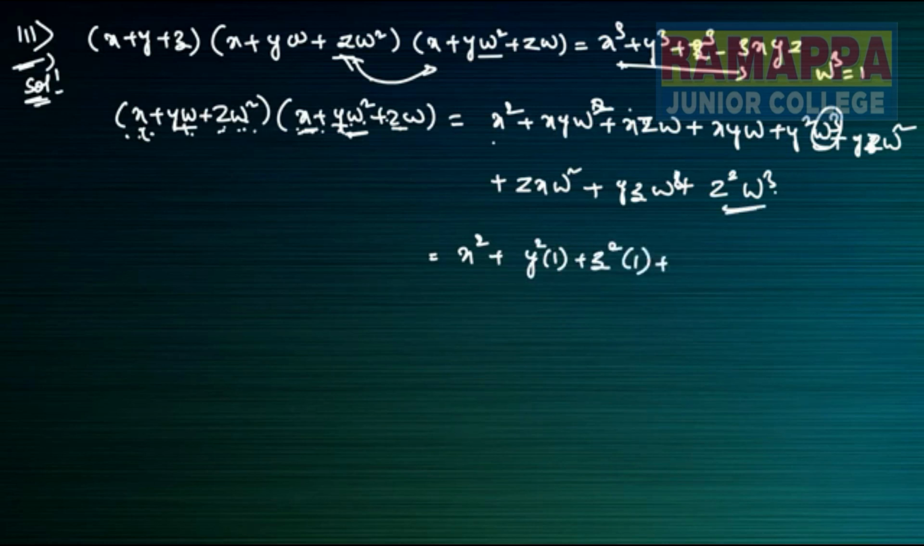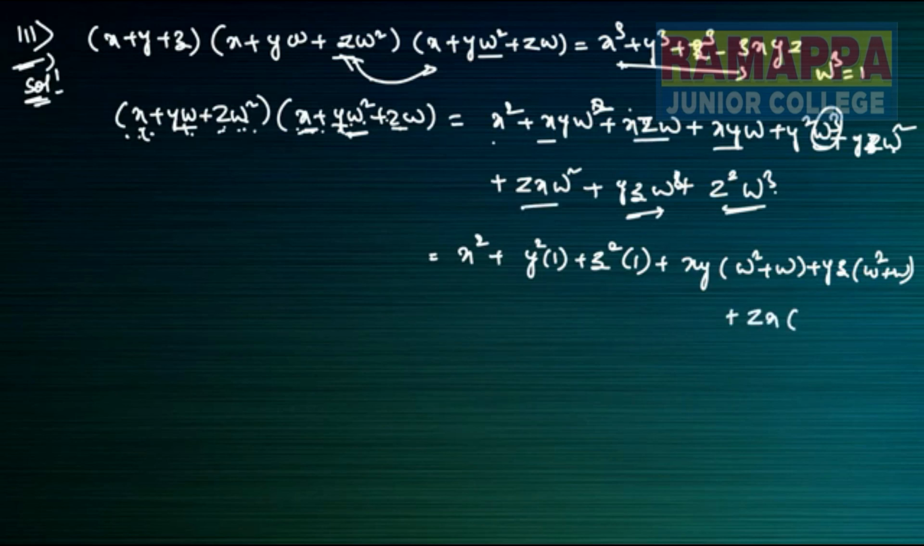Now one thing I will do here: I will take xy common, so it becomes xy into (ω² plus ω). After that I will take yz common, so it becomes yz into (ω² plus ω), and likewise zx common, so here again ω² plus ω will come.